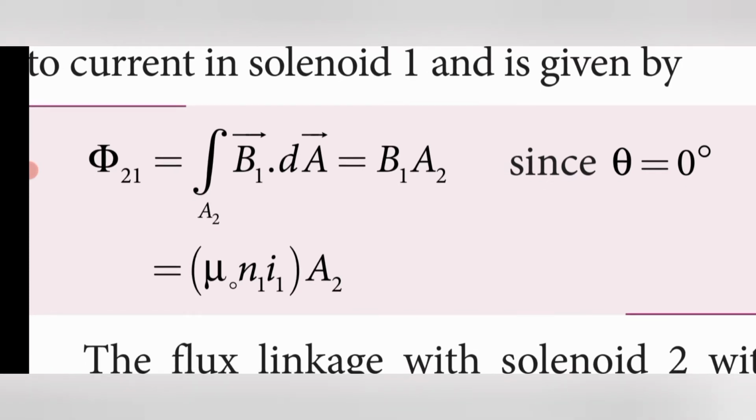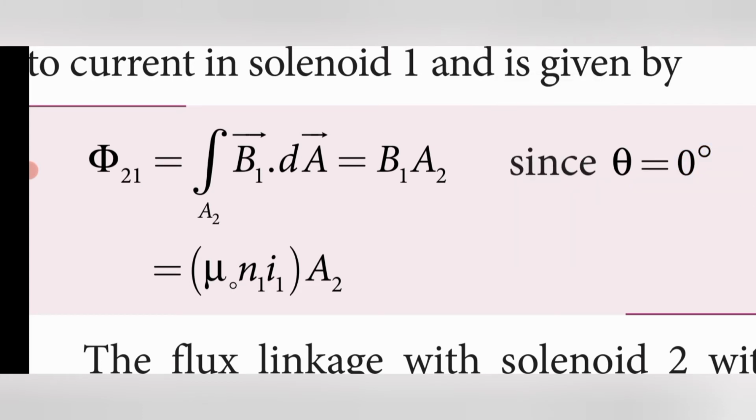Here, because of B1 only, the magnetic field that can be produced by solenoid 1 only. So here dA is the area, and that area is referred to as solenoid 2. So the final equation is B1 dA, and the integration of dA must be A2.